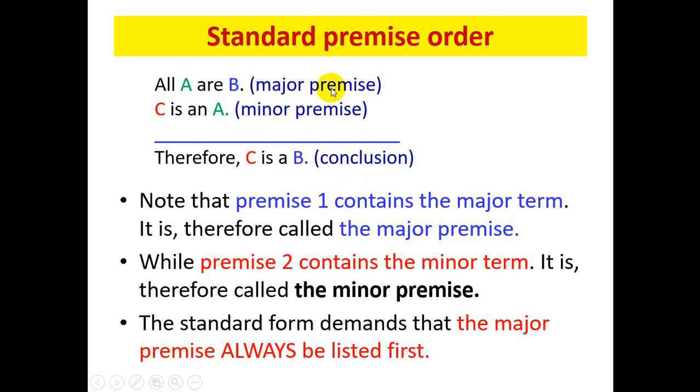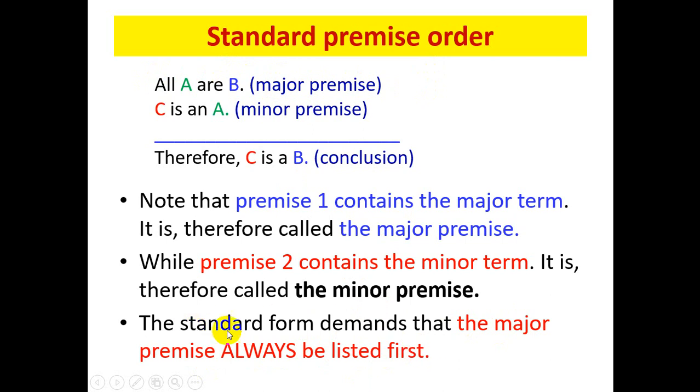But what is the major premise? It is the premise which contains the major term. So we have two premises. One of them, the first one I mean, includes or contains the major term. So we have to start with this in any argument. So the standard form of argument demands that the major premise always be listed first.